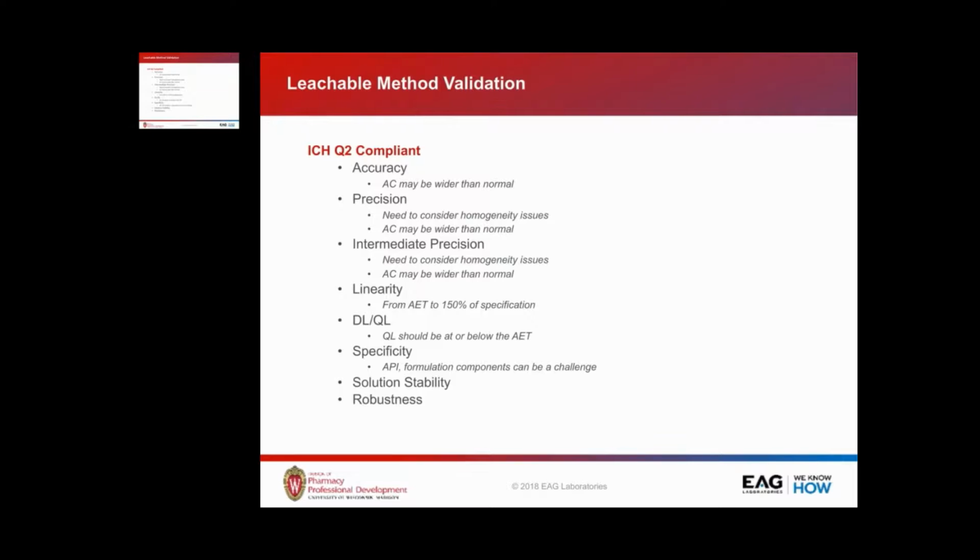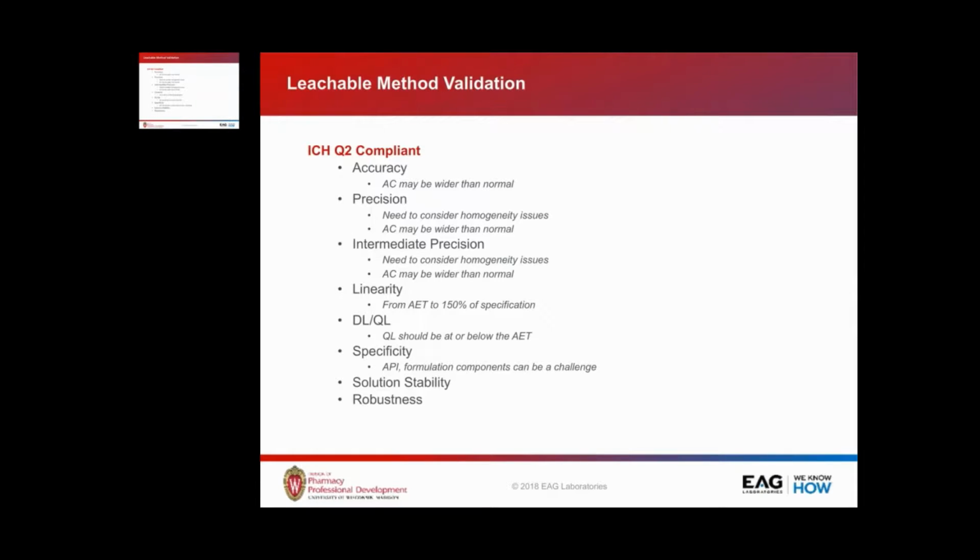Linearity, you'll run from the AET to essentially 150% of your target specification. Typically the AET, again, is the level at which basically it's your reporting level just for your leachables. Quantitation limit should be at or below your AET. Again, you're not going to worry about anything below the AET, so you want to make sure that you can see that. And specificity can get very challenging, especially with API formulation components at the levels that we end up looking at, where typically they may not be an issue from a specificity standpoint, but do become an issue just because of how low that we're going. And then, of course, solution and robustness testing are required as well.